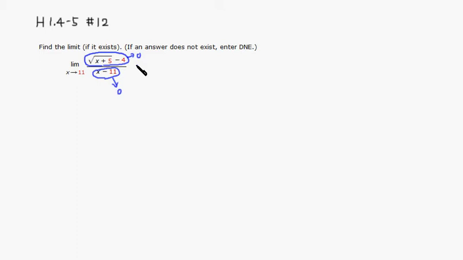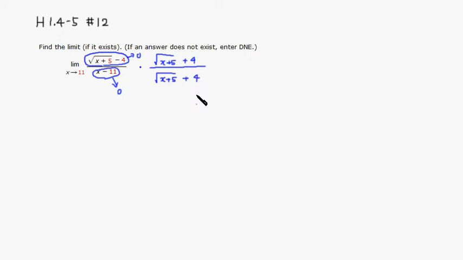So if you multiply top and bottom by almost the same thing as the numerator except for the sign, so we're going to put square root of x plus 5 plus 4. Since we don't want to change the quantity, we're going to divide by exactly the same thing: square root of x plus 5 plus 4.